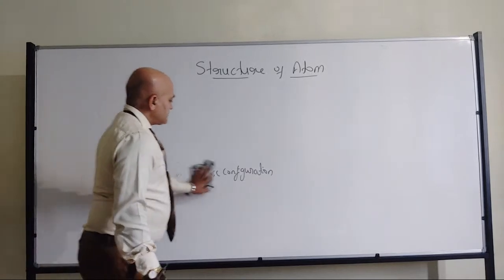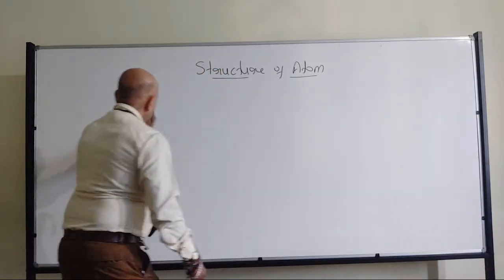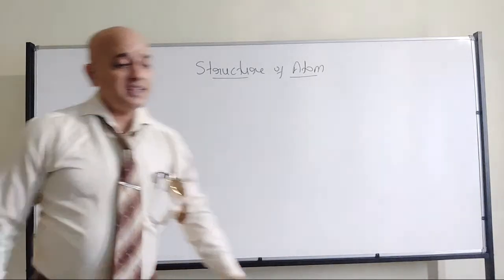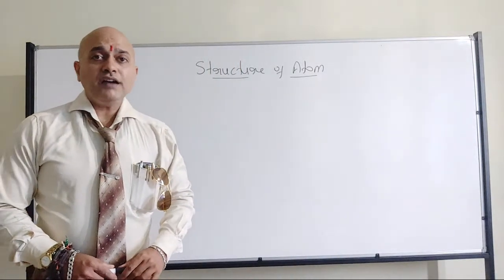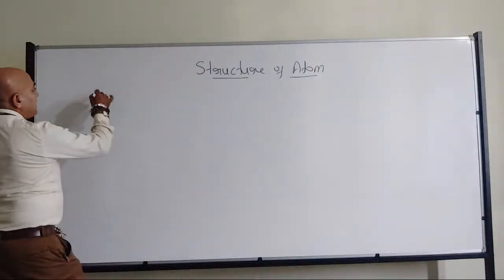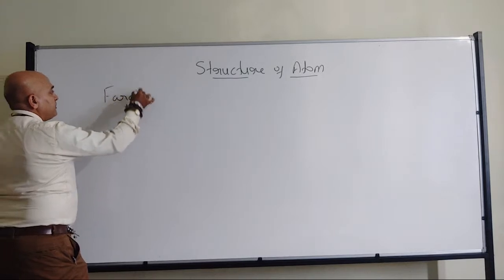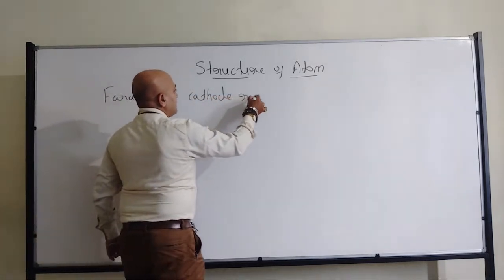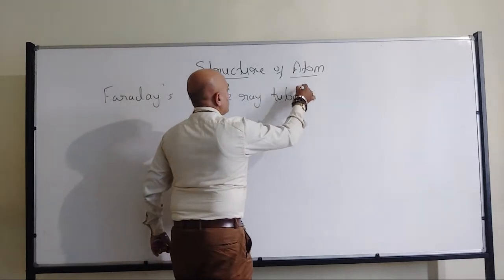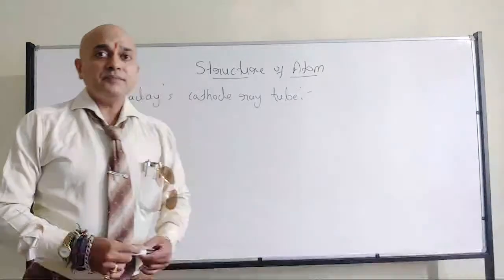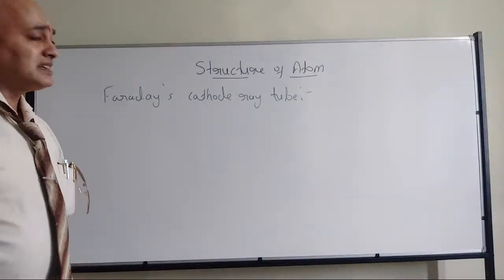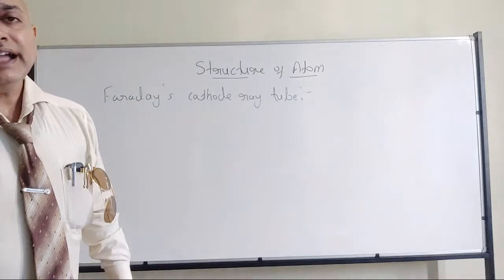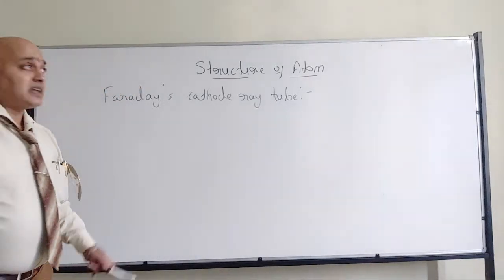So first, we are going to discuss history: on what basis, which experiments, they came to know the existence of the electrons. Okay, all of you have understood? So the first one will be Faraday's cathode ray tube experiment. Cathode ray tube. In old television, not the new one, they used to use cathode ray tubes to have the pictures. But nowadays it has been modified. We have LCD, LED. So a new model has come, but I am talking about the old one.